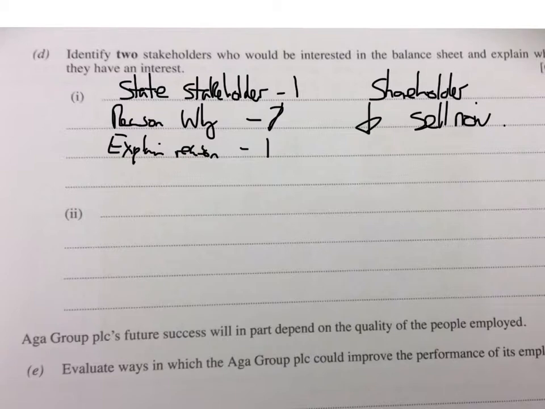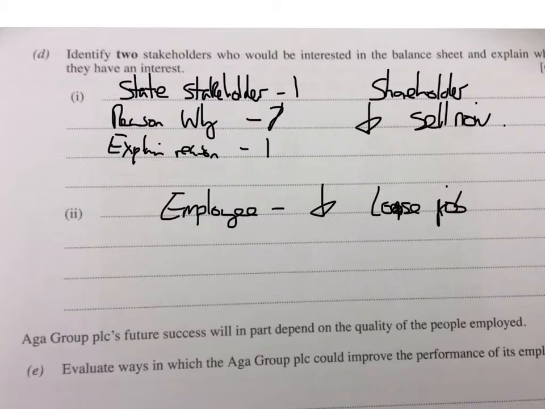Okay, a second person who might be interested would be the employee. Very easily, an employee might be interested because if they look at the balance sheet and it's doing badly, they might think they might lose their job. That's probably not easy to lose, is it? Yeah. Lose job. And therefore they might have to look for another job. So try and find that second line of information that you could write.